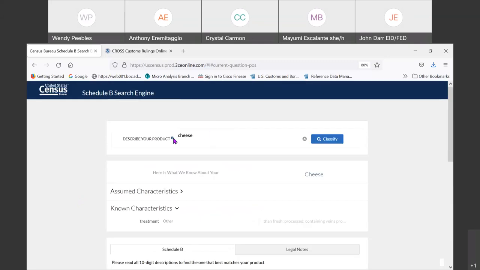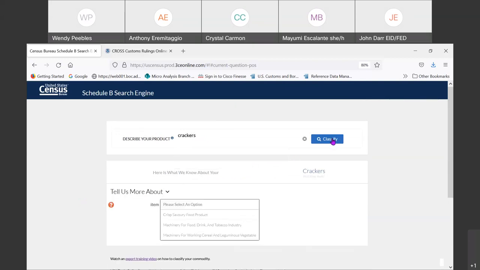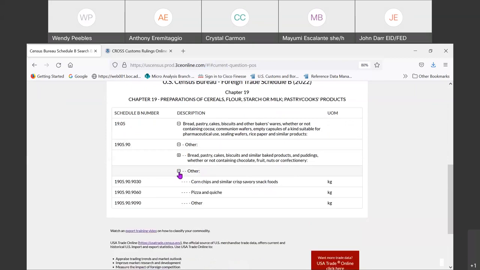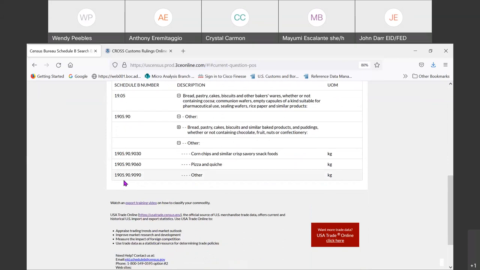And then for the crackers, I'm going to go with crisp, savory food product and not something that's going in a machine. Yes. Okay, so the crackers belong in chapter 19. So bread, pastries, other. We're going to go with 1905.90.90.90 for other, unless it's a corn chip. Is it a corn chip? It's not a corn chip.